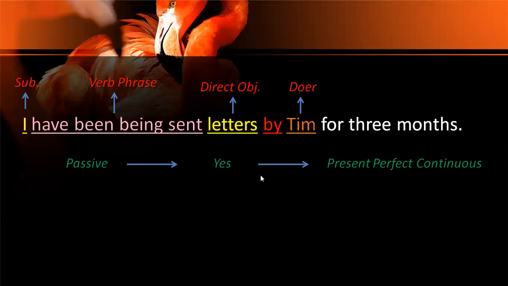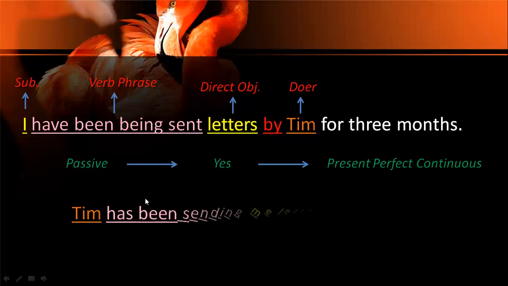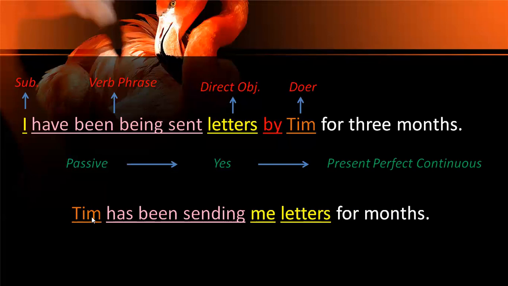Now we need to change it back into active. Let's look for the doer. As it is apparent here, the doer is Tim. So Tim is the doer, and we begin the sentence with Tim. So the active sentence goes this way: Tim has been sending. Now why "has" not "have"? Because it is Tim, singular, and the singular subject goes with "has" not "have."